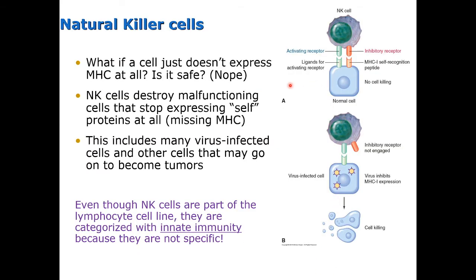Sometimes a cell will stop expressing MHC. The natural killer cells are part of the innate system, and they recognize these cells as malfunctioning and they kill them. The natural killer cells are important to cells infected by virus, but also to cells with altered DNA that could go on to become cancer or tumor cells.